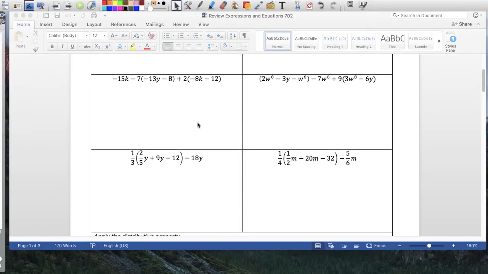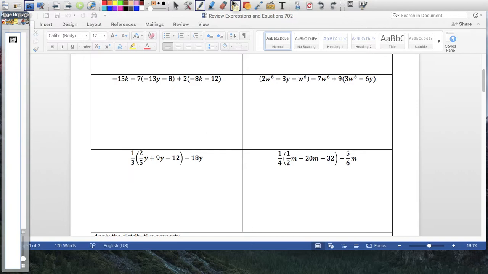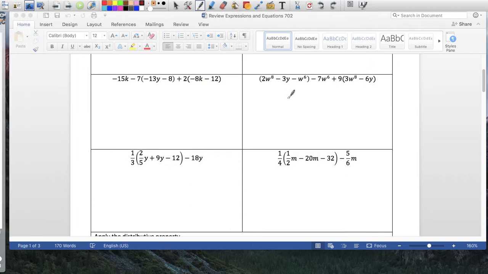Likewise, for the next problem, I guess the exercise is for you to be careful with how the terms come out of the parentheses. Negative 15k does absolutely nothing, so it just stands around. Negative and negative is positive, and that's 91y. Negative and negative is positive, and it's 56. Positive and negative is negative 16k, and then positive and negative is going to be negative 24. So there are some like terms that we can put next to each other.